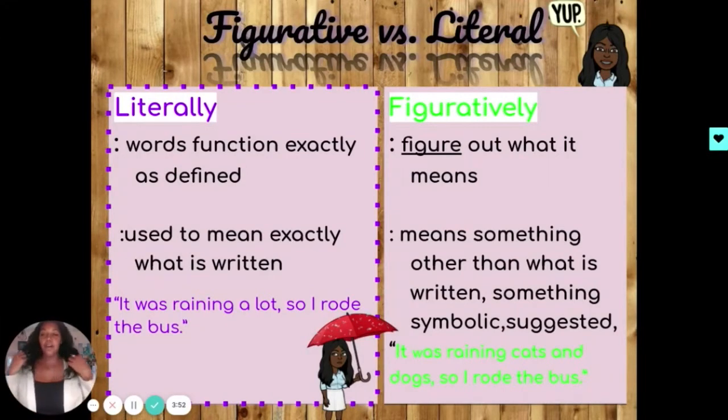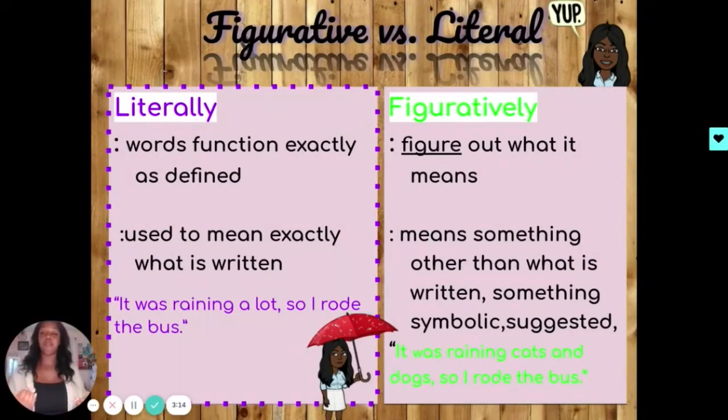Okay, so I need one more volunteer to read to me the quote at the bottom. Yes, Devin. I know it sounds weird. It was raining cats and dogs, so I rode the bus. So we see the difference, right? The literal side is saying exactly what he means. It was raining a lot, so I rode the bus. Now on the other side, he used figurative language and he says, it was raining cats and dogs, so I rode the bus. So they're not exactly saying that it's raining cats and dogs.